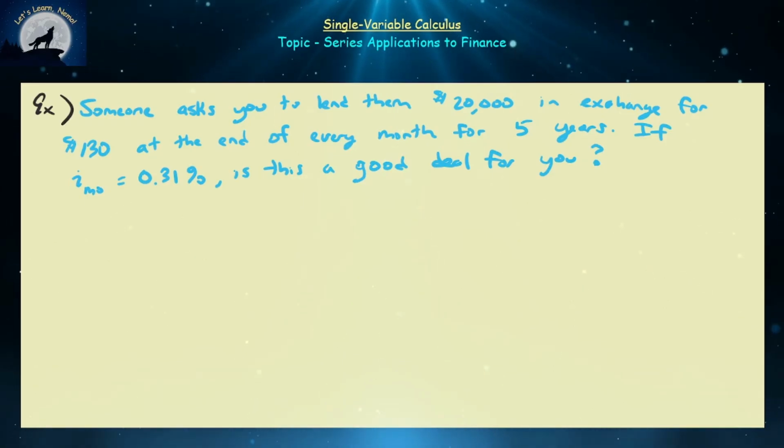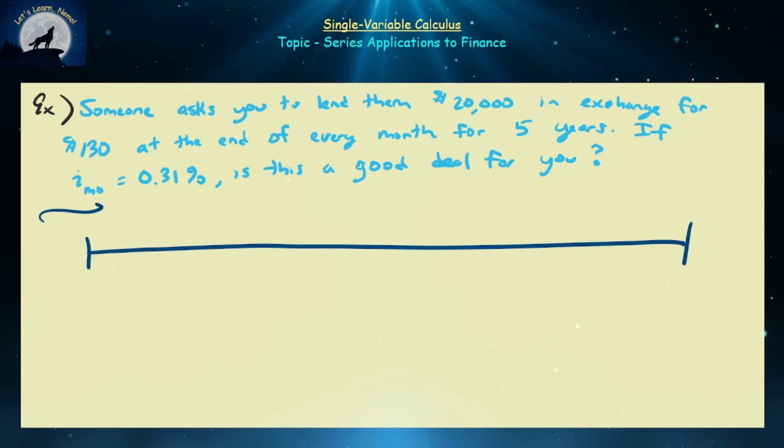Suppose that somebody asks you to lend them $20,000 in exchange for $130 at the end of every month for the next 5 years. If the monthly effective interest rate is 0.31%, is this a good deal for you? So all we need to do is figure out how much this sequence of $130 is equal to today and see if it is greater than, less than, or equal to $20,000, and then decide from there.